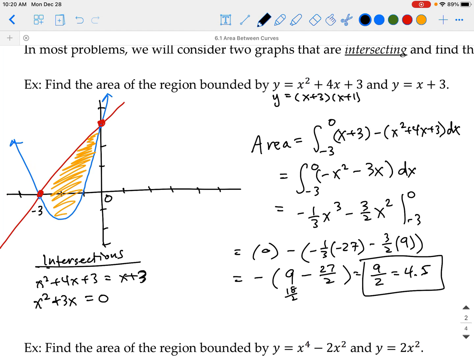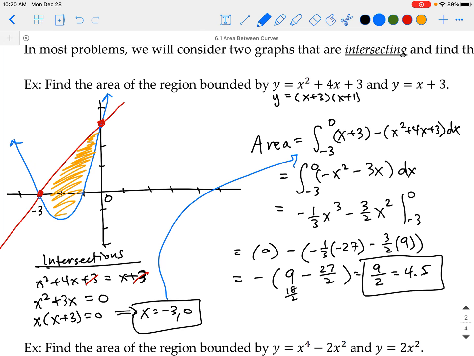So note if we subtract 3, the 3's will just cancel. So we're really just subtracting the x, and then we can see clearly that we're going to have x times x plus 3 is equal to 0, which implies x equals negative 3 and 0 are our intersection points, which is exactly correct. So you can always set the equations equal to each other if you want those intersection points.